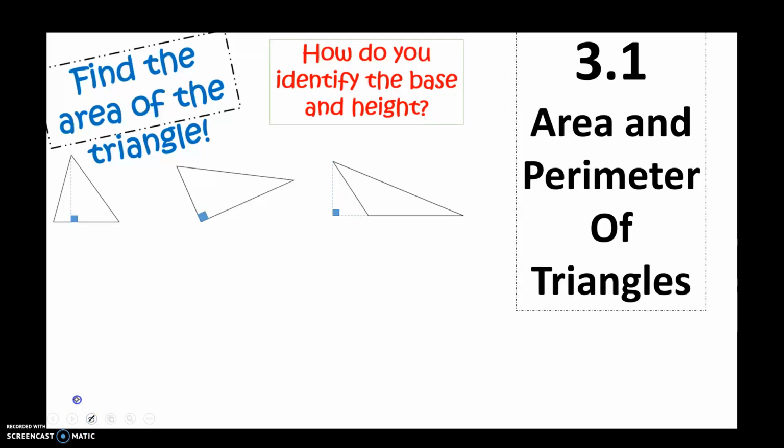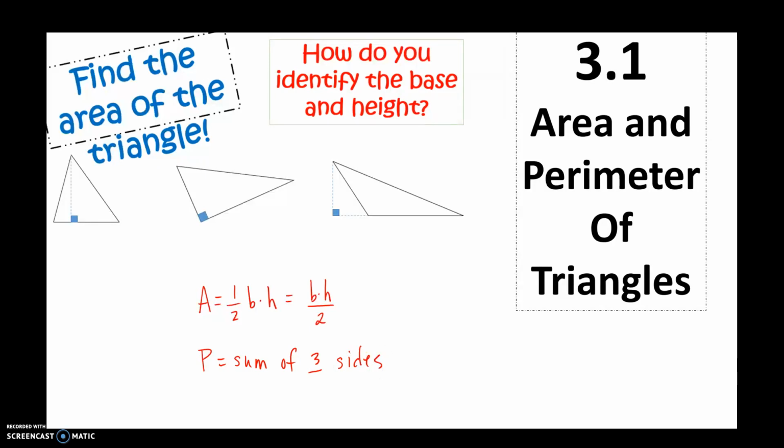I do not think that this will be foreign to you once we look at the equation. Area of a triangle, 1/2 the base times the height. You may have seen it as base times height divided by 2. And then perimeter, how do we get the perimeter of any figure? We just add up all the sides. We know that triangles have 3 sides, so that's how we find the perimeter.